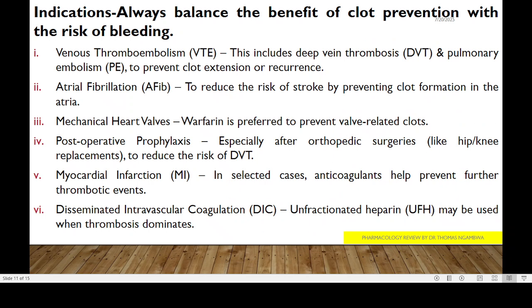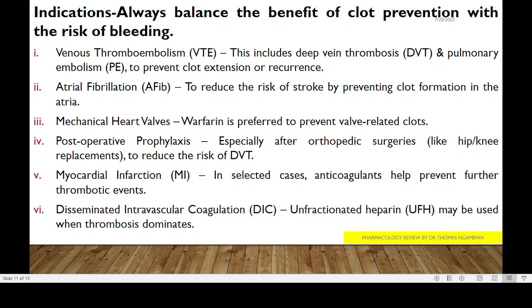So we have several indications for use of these anticoagulants, and you always have to balance the benefit of clot prevention vis-a-vis the risk of bleeding. One of the first indications for anticoagulant therapy is venous thromboembolism, which involves DVT and pulmonary embolism, and in this case the anticoagulant is used to prevent clot extension or recurrence. The second one is atrial fibrillation. Here, the drugs are used to reduce the risk of stroke by preventing clot formation in the atria.